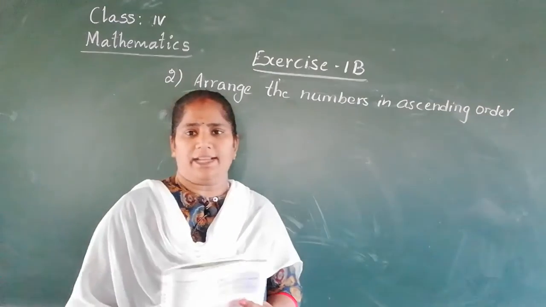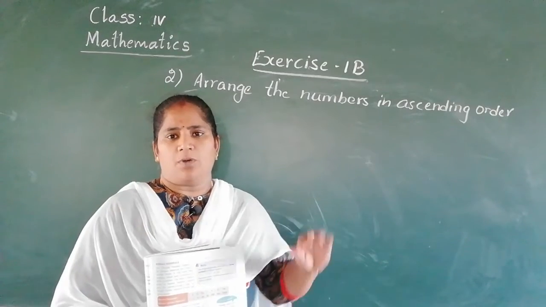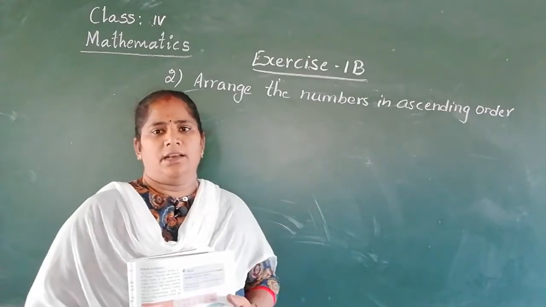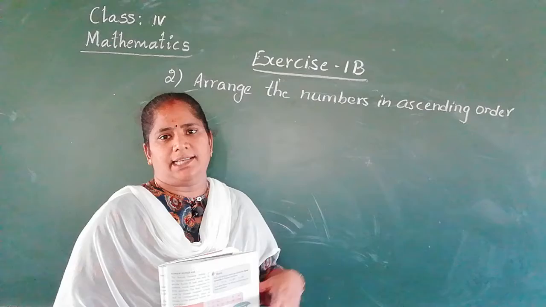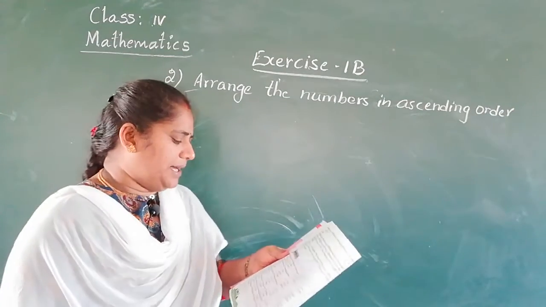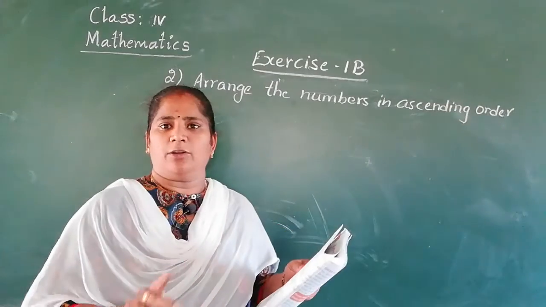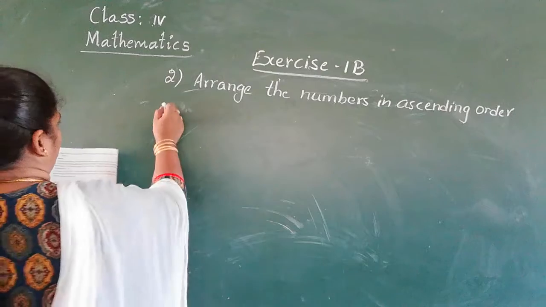Come on, tell me children, what is meant by ascending order? Yes, the numbers are arranged from smallest to largest. Numbers arranged from the smallest to largest is known as ascending order. Okay. So here they are given 3 problems, Nana. I will write 3 problems, but I explain only 2 problems. The remaining 1 problem you do as homework. But you also note down all 3 problems.